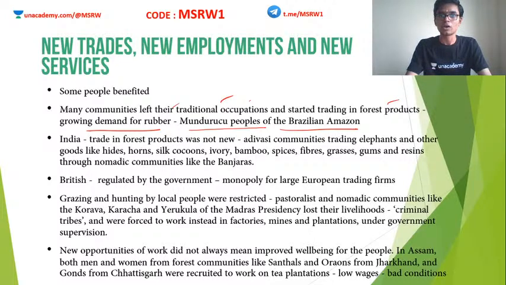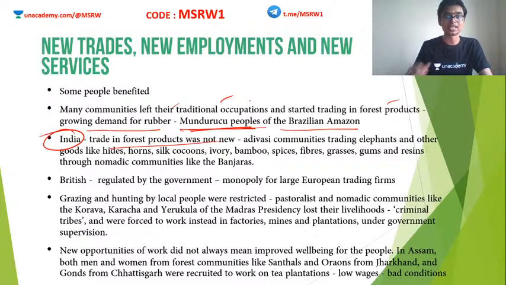Why? Because the demand for rubber was coming up in European nations. So in order to grow more and more rubber trees, they started felling the Amazon rainforest. Huge tracts of land were cleared and rubber trees were grown by the people of the Mundurucu tribe. Similarly, in India also, trade in forest produce was nothing new.